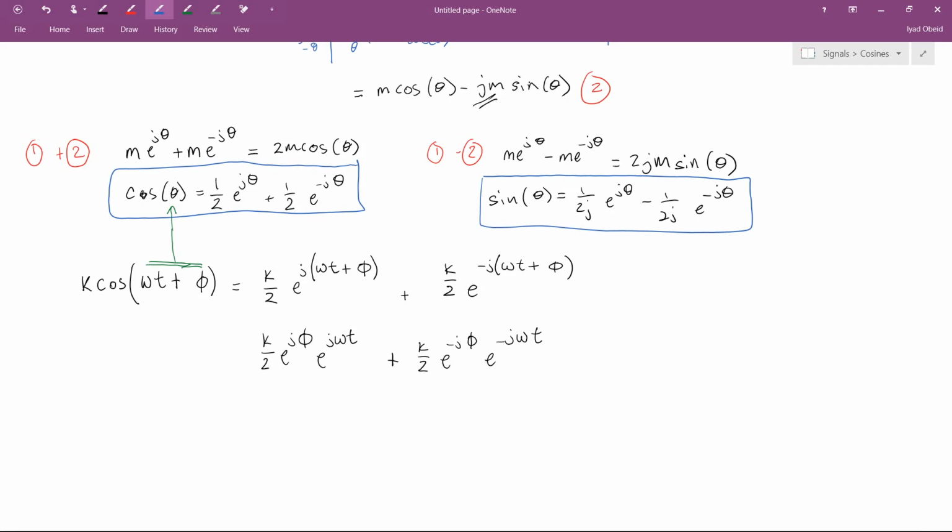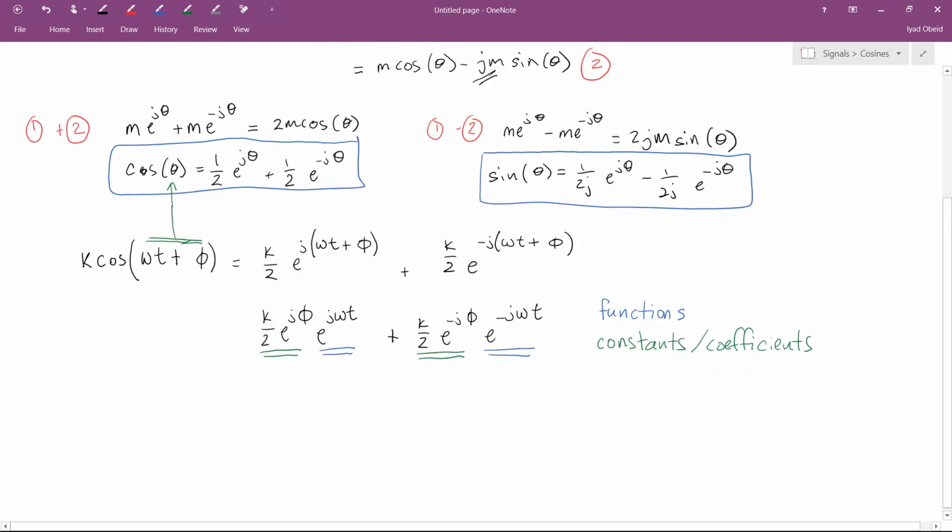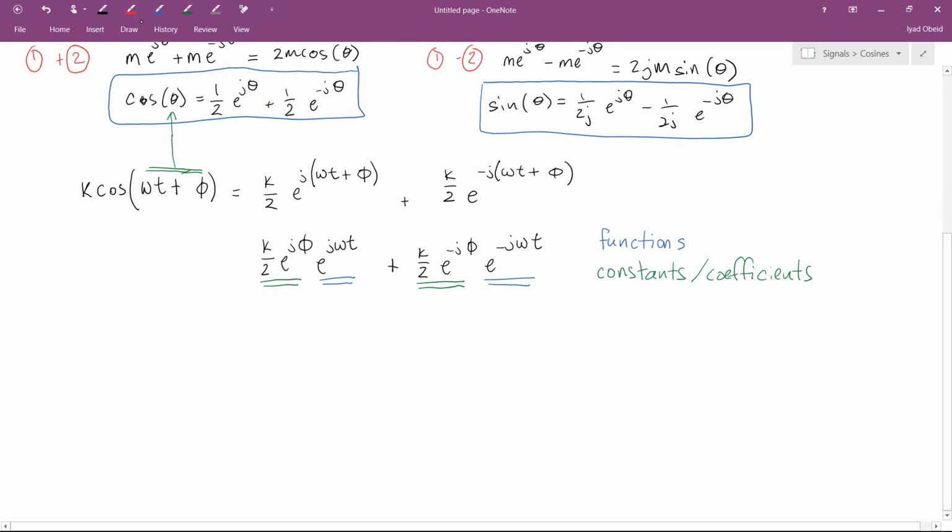Now you have something pretty interesting going on here. We have these two e to the j omega t and e to the negative j omega t terms. Those are functions of time. They're complex functions, but they're functions. And next to them, you have these other two terms that are not functions. They are constants, which is why I've grouped them together like that. You could also think of them as coefficients. We're going to see this pattern a lot in this study of signals. In fact, we're going to see it so much that I'm going to call this constant A. It's a complex number with magnitude k over 2 and phase angle phi.